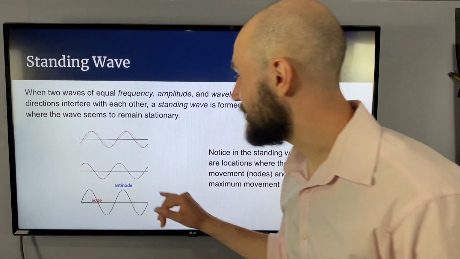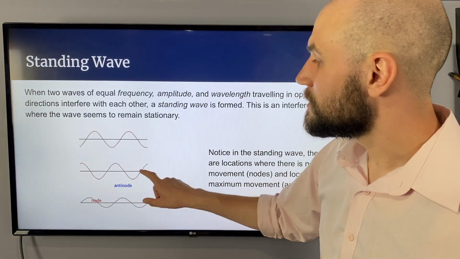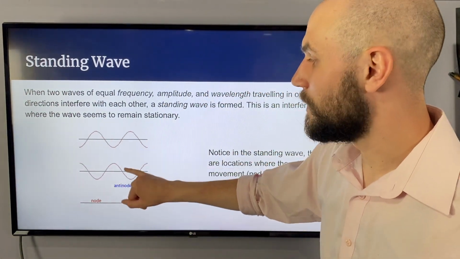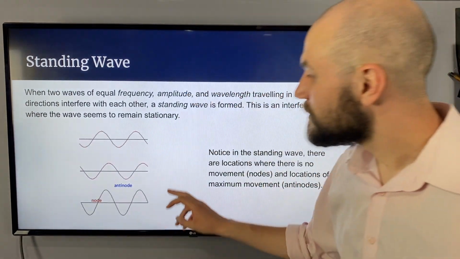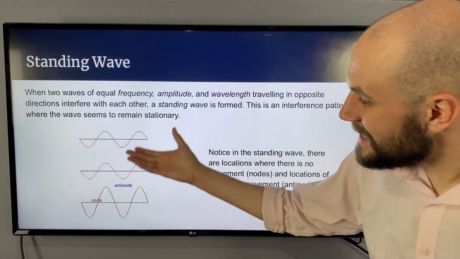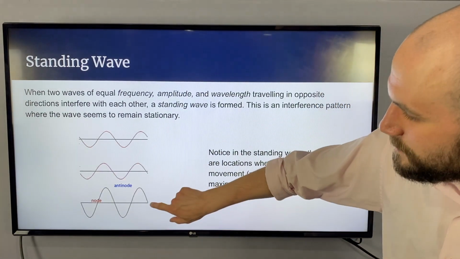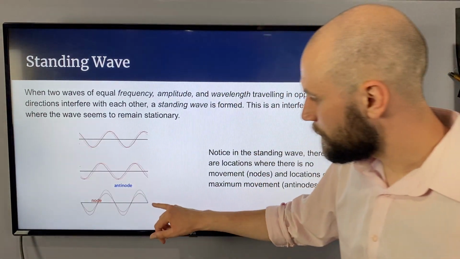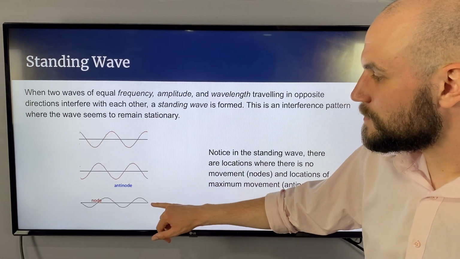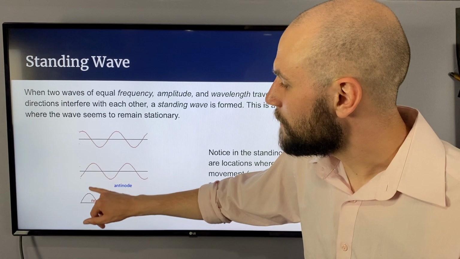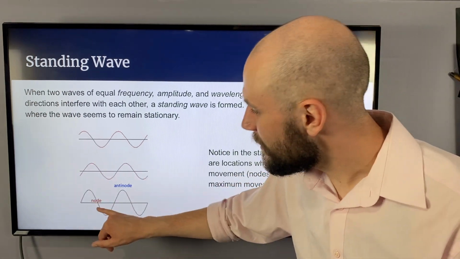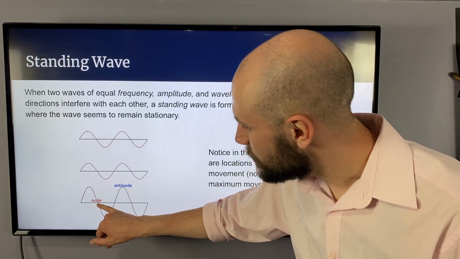A standing wave is the resulting disturbance of these two waves passing over one another, interfering, occupying the same space. We get a resulting disturbance that looks like it's stationary in space. That's where the term standing wave comes from. Notice this resulting disturbance here. We have areas where the wave oscillates up and down, and we have areas where the wave stays stationary.